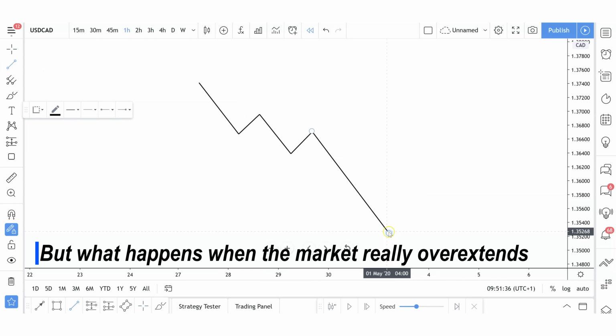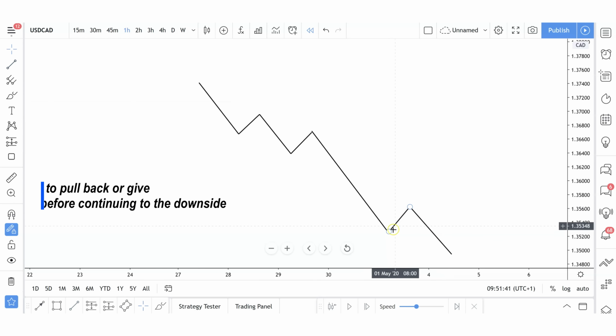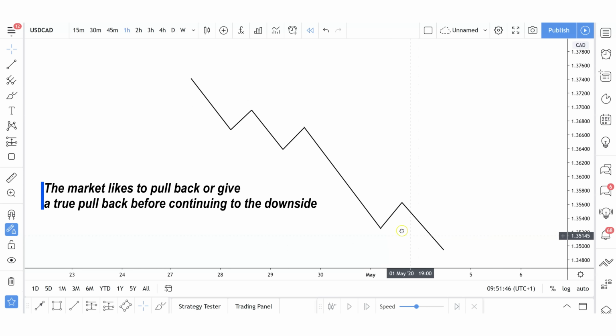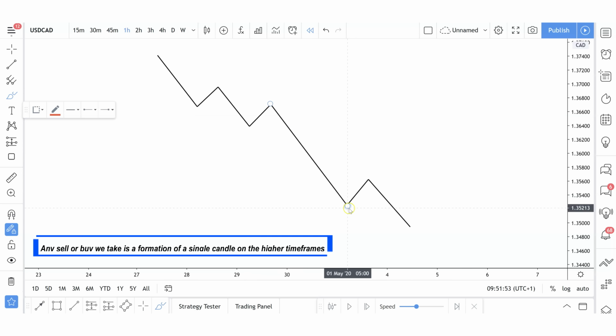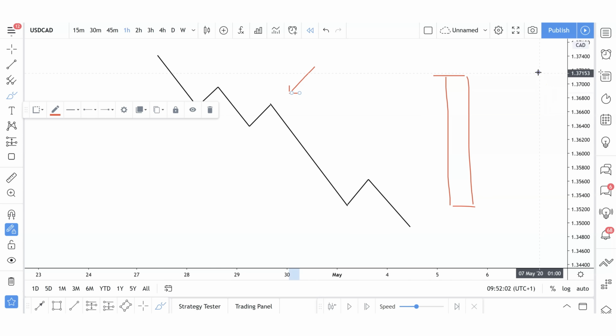Can we really validate a pullback looking like this, when we know in theory the market likes to pull back or give a true pullback before continuing to the downside? The reason why I'm saying this, and you might not understand now, is any sell or buy we take is a formation of a single candle on the higher time frames. Let's say this is the 4H trend, and this is a weekly candle that's pushed to the downside extremely strong.